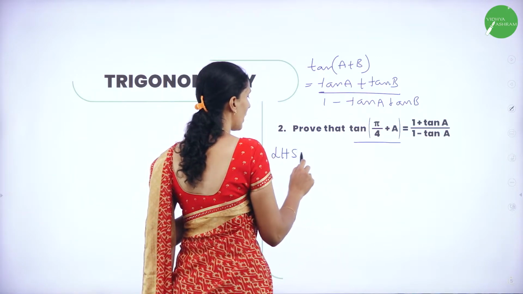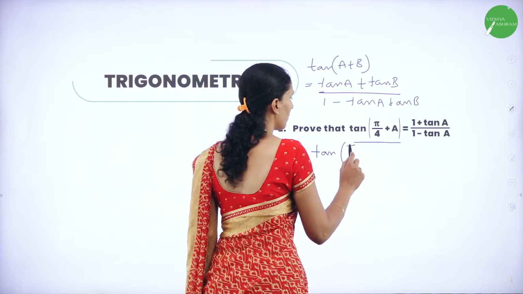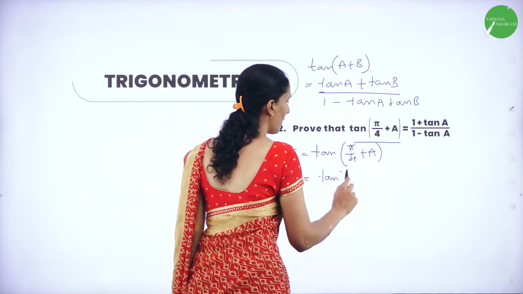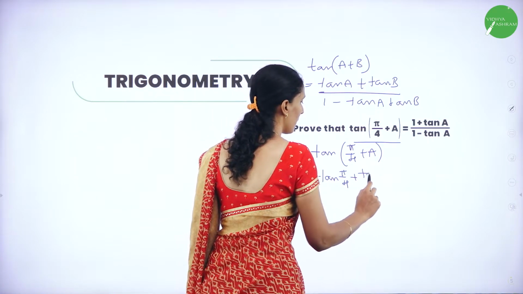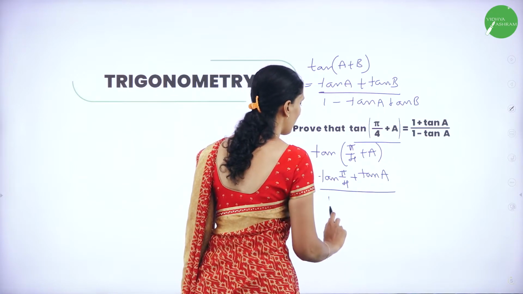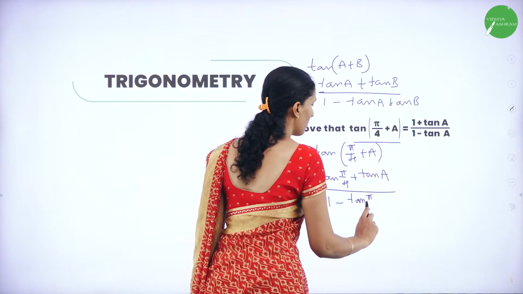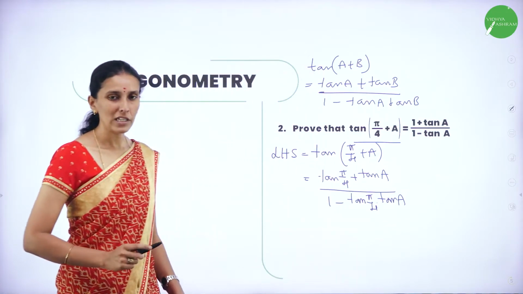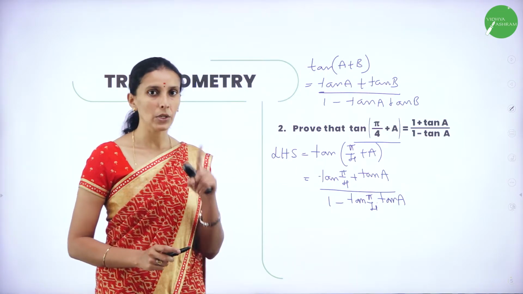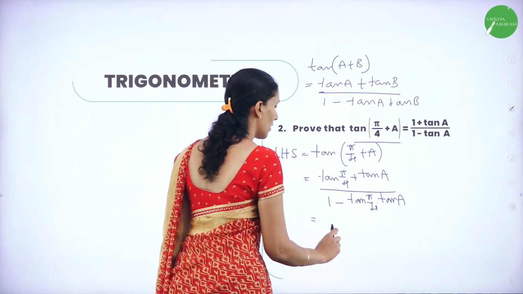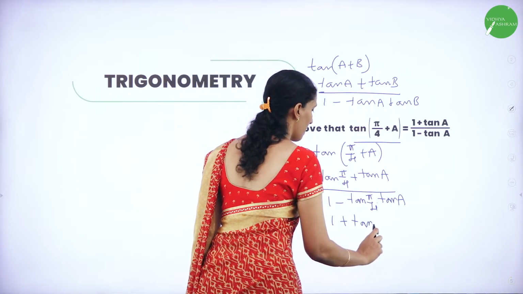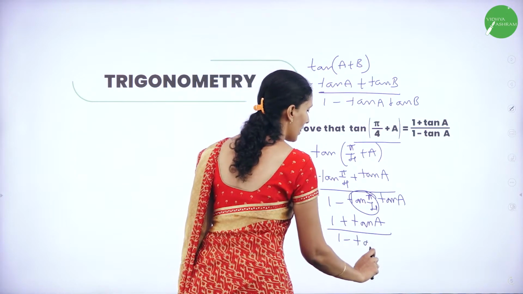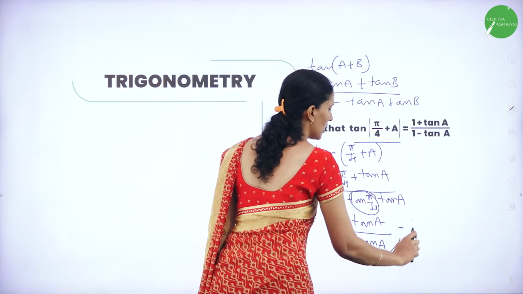Consider the left hand side. Tan of pi by 4 plus a is equal to (tan pi by 4 plus tan a) whole divided by (1 minus tan pi by 4 into tan a). The value of tan pi by 4 is nothing but tan 45 degree, whose value is 1. So here it is 1 plus tan a. And here if you substitute the value as 1, it becomes 1 minus tan a, which is the right hand side of the result.